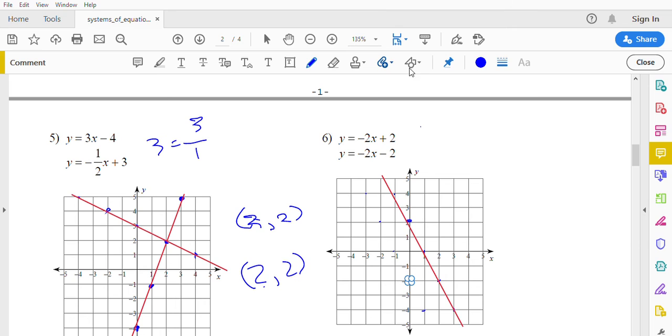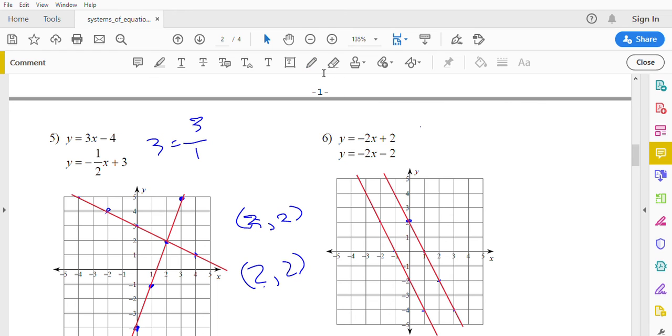If we connect these dots over here, again, I'm going to try and line these up the best I can, just to see where they will go. And what do we got? We have two lines that, again, are parallel. So this has no solutions. There is nothing that these have in common that makes them true.